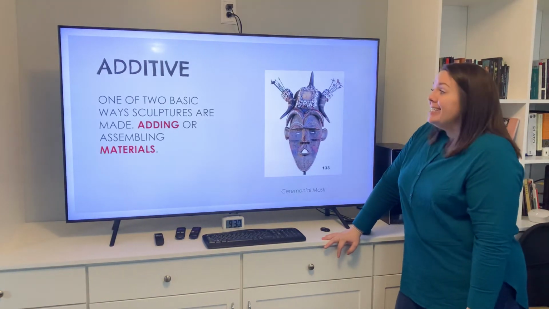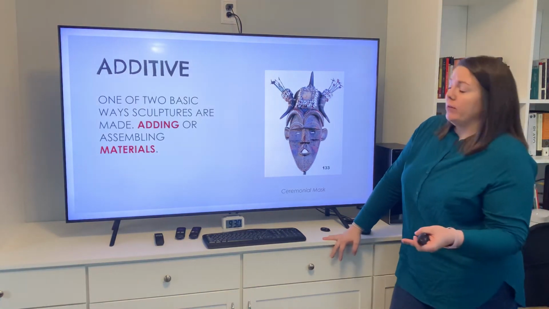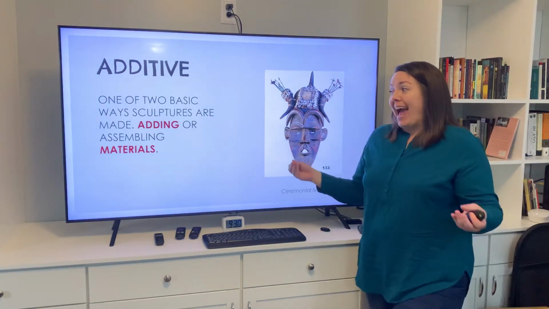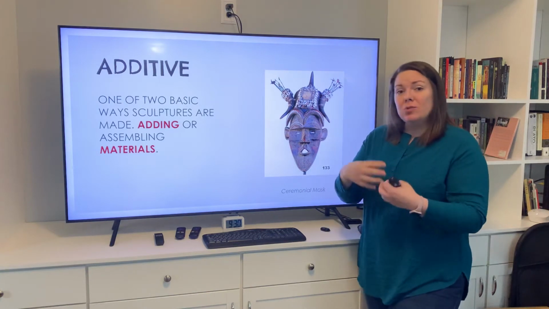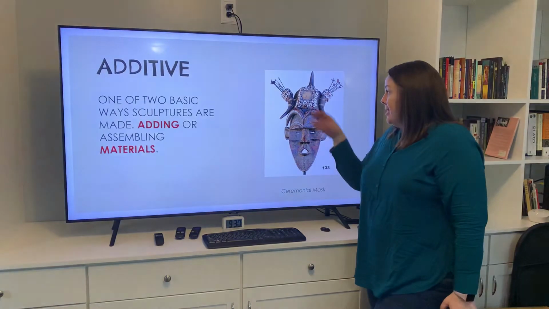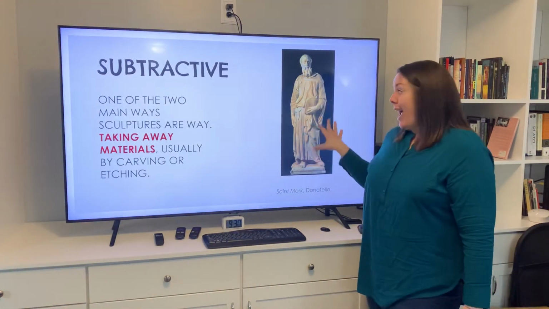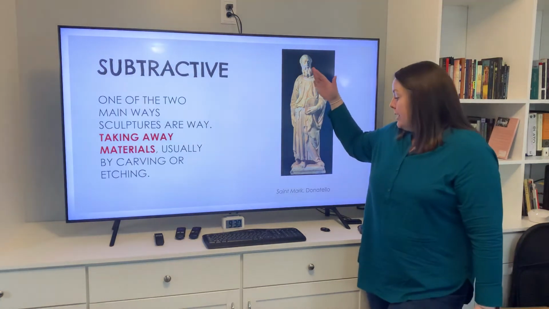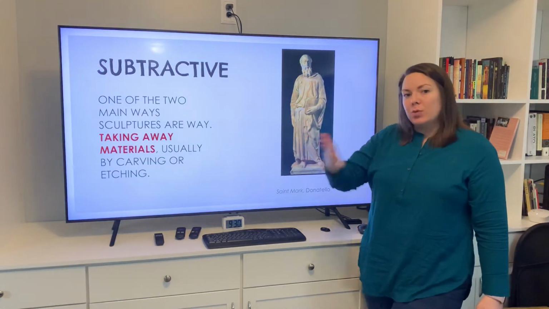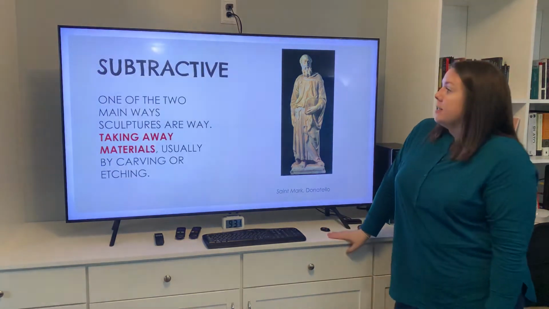All right, additive sculptures. This is one of the two basic ways to make sculptures. You either make a sculpture by adding things on and assembling materials, or by taking things away. This is an additive ceremonial mask where things were added onto it. And then we have subtractive, where this started out as a block of marble, and then things were carved away from it. This is St. Mark by Donatello.